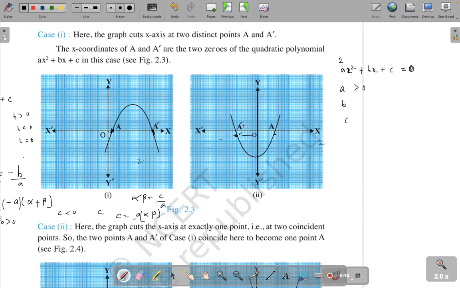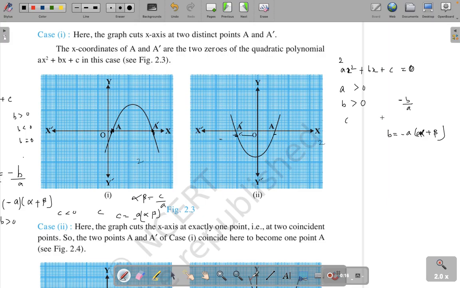So minus b upon a is negative. So minus b should be negative. So b is positive. So again, b is minus a times alpha plus beta, right? So a is positive, alpha plus beta is negative. So this becomes positive.